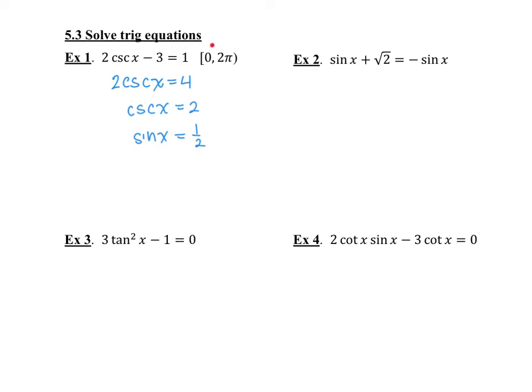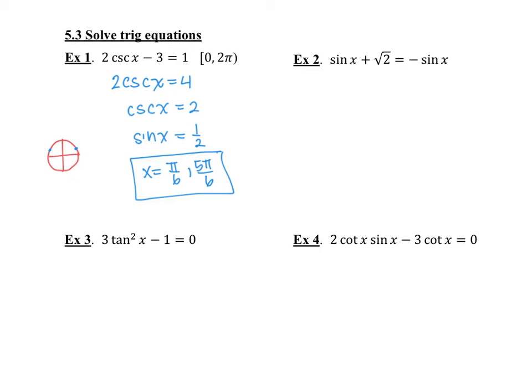And then I just have to think, between 0 and 2 pi, where on the unit circle does the sine of x equal 1/2? In my head, I'm thinking it's going to be right here and right here. So x will be pi over 6 and 5 pi over 6, and those are the only two x values that satisfy this equation between 0 and 2 pi.